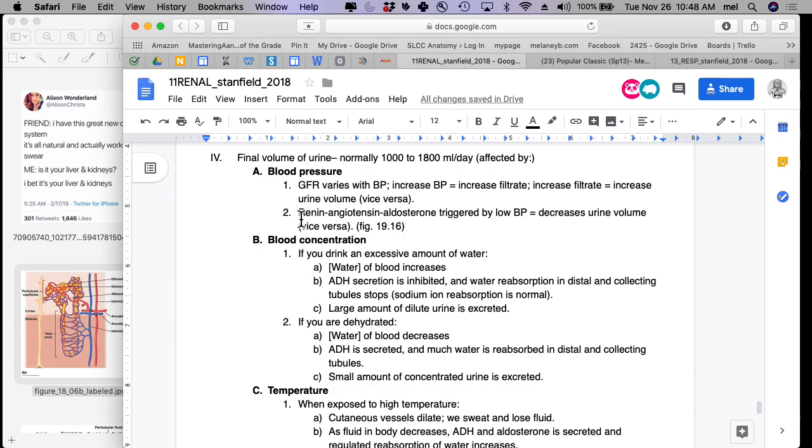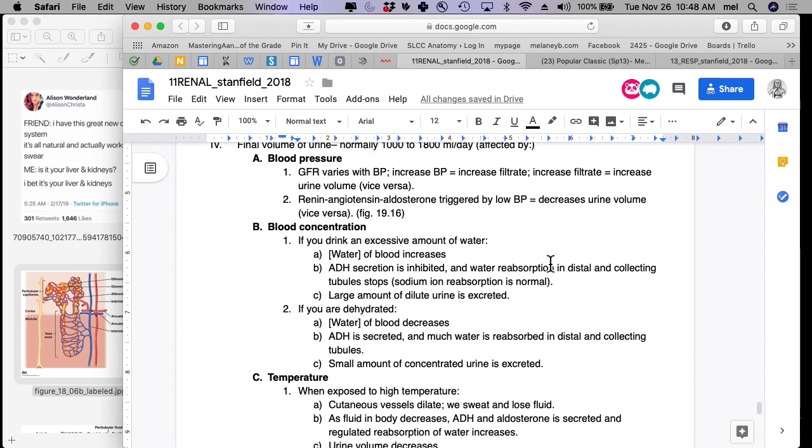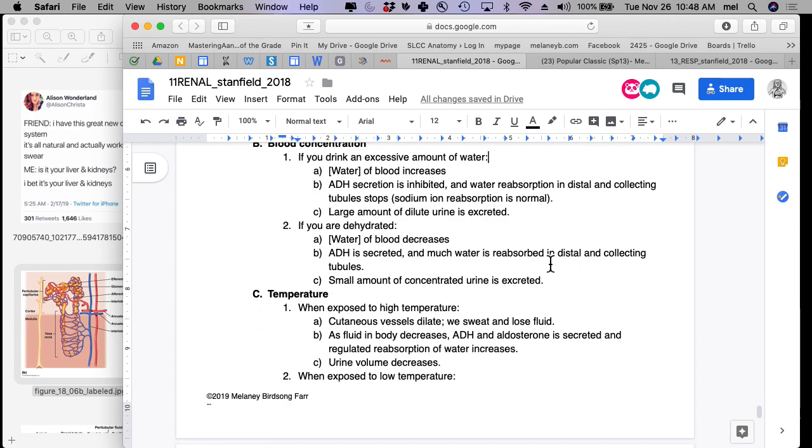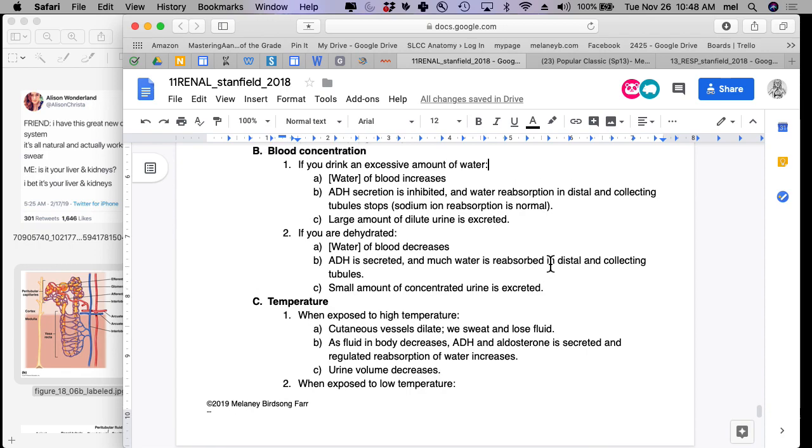And then, of course, blood pressure is regulated by the renin-angiotensin-aldosterone system, which is triggered by low blood pressure. If you trigger it by low blood pressure, that's a negative feedback mechanism. And it's going to decrease your urine volume and increase your blood volume. And then the blood concentration. So what happens, you already know, if you drink a lot, you pee a lot.